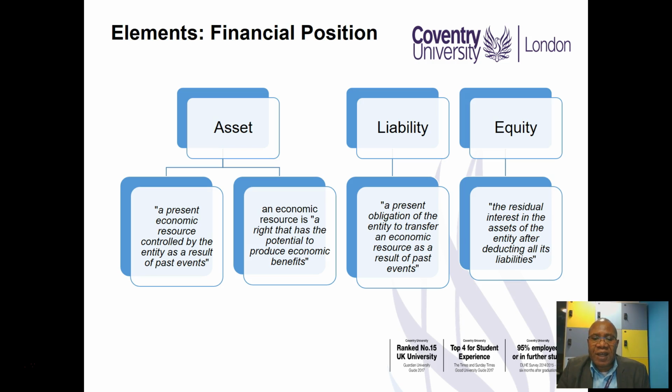Liability, on the other hand, is defined as a present obligation of the entity to transfer an economic resource as a result of past events. Now you will notice that in both the definition of assets and liabilities, there must be something present which results from past events. Because of this, contingent liabilities and contingent assets cannot be recognized because their recognition is dependent upon the occurrence or non-occurrence of one or more future uncertain events.